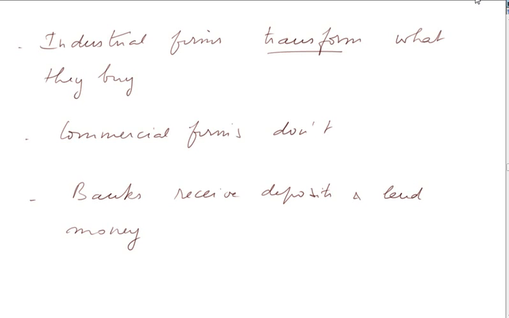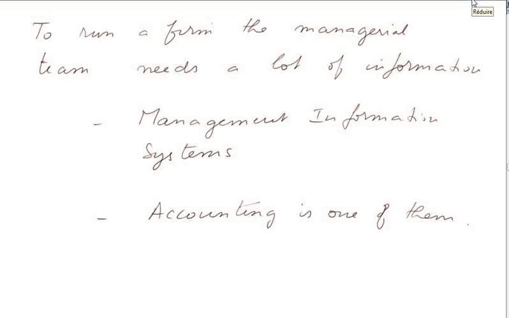We shall see in further lessons that to run a firm, the managerial team needs a lot of information, lots of information, I should say. And these pieces of information are organized in various management information systems, sometimes called MIS. And accounting is only one of them. The managerial team needs to keep track of all sorts of things related to money, but also to people, to machines, to clients, to banks, to relationships with the authorities. In other words, lots of information. And the topic of this course is general accounting.